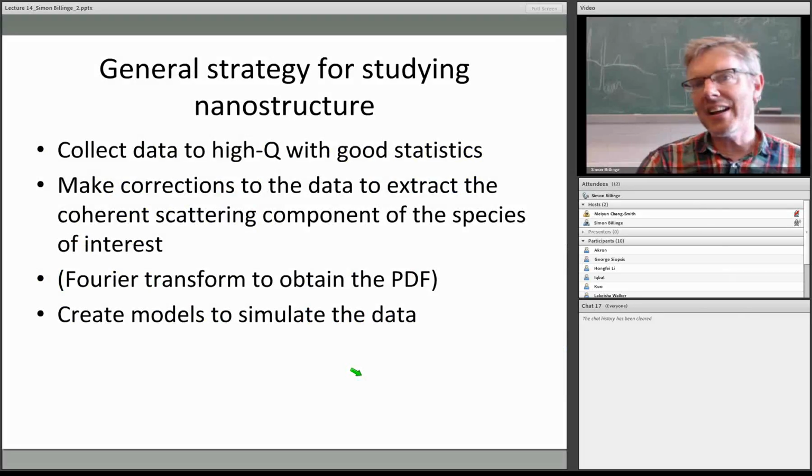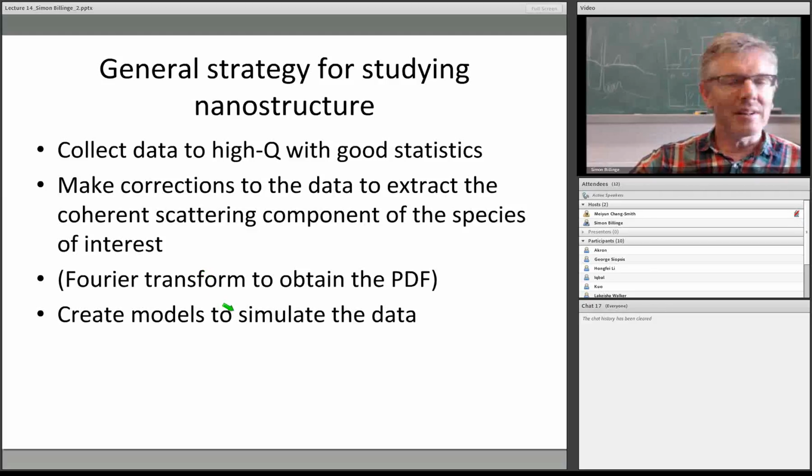So the general strategy for studying nanostructure then is we collect data to high Q with good statistics. We need short wavelength probes. We make corrections to the data to extract the coherent scattering from all the backgrounds and all of the other stuff going on in there; any kind of incoherent scattering, we remove. You can analyze the data in Q space, but we like to actually Fourier transform it into real space to get the PDF. And then we create models to simulate the data. So this is the basic strategy.